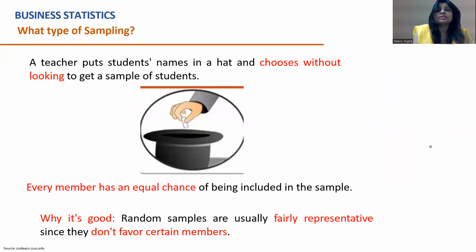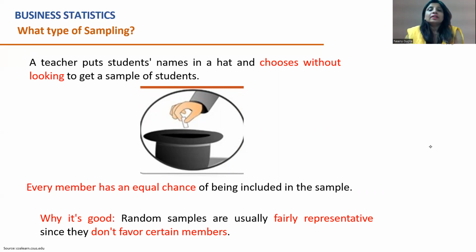See, this is one of the examples. First of all, just look at this example. A teacher puts students' names in a hat and chooses without looking to get a sample of the students. Okay, see, suppose there are 40 students. I want to select a student for some activity. I put the names of all the students in this cap, every member, and then I will select one from that cap. Then it means every member has an equal chance of being included in this sample.